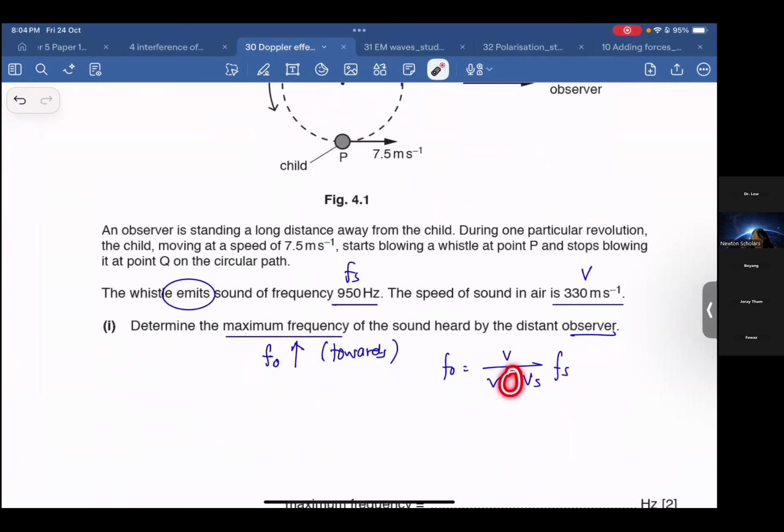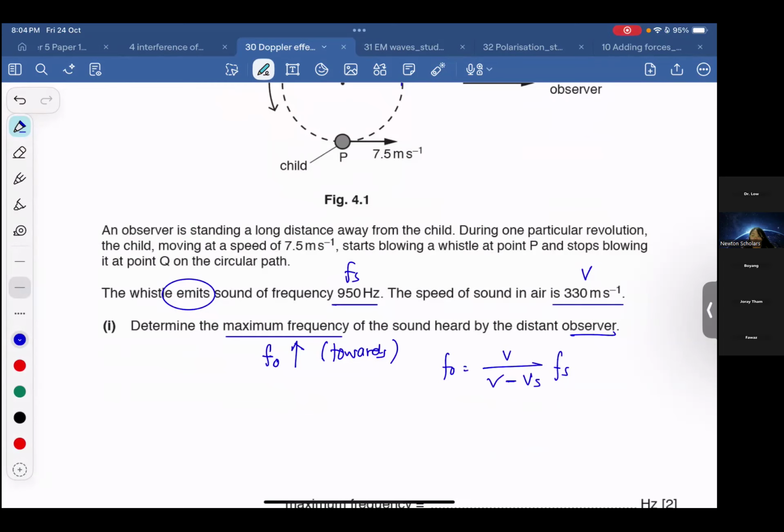Ask yourself, here should be plus or minus? Person, okay? Yes, Wesley, very good. Where is your friend Tony? Okay, here, if towards, FO is higher, that means this one we need to put a negative. Okay, we need to put a negative.